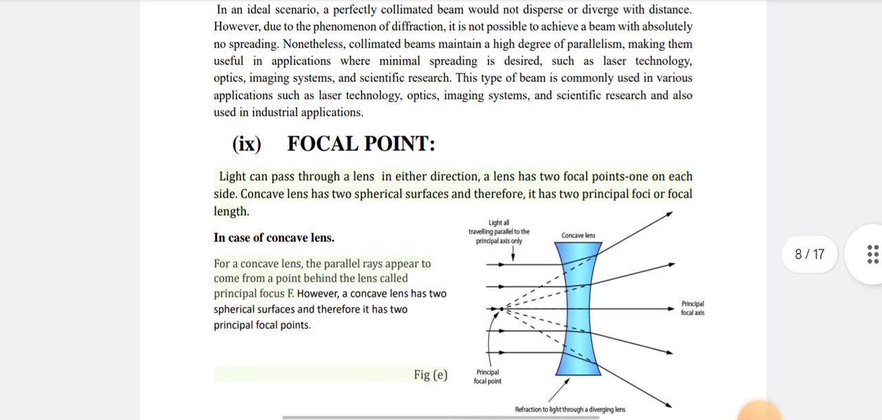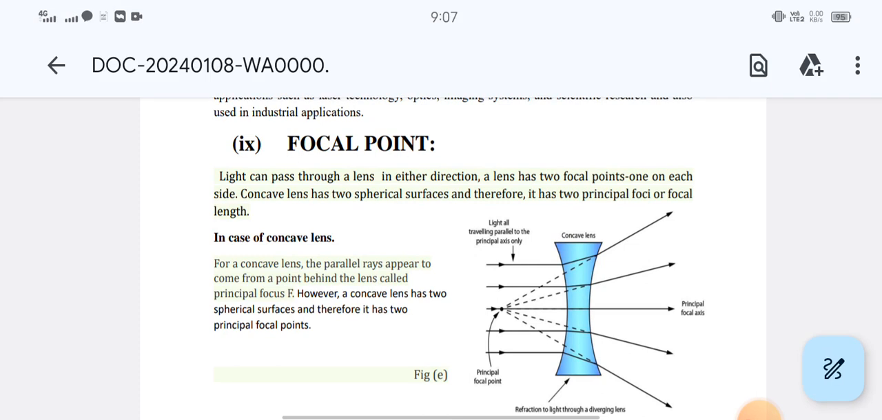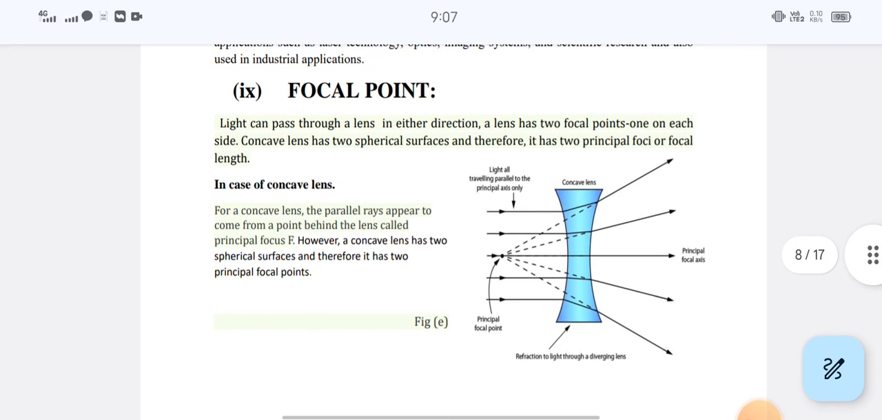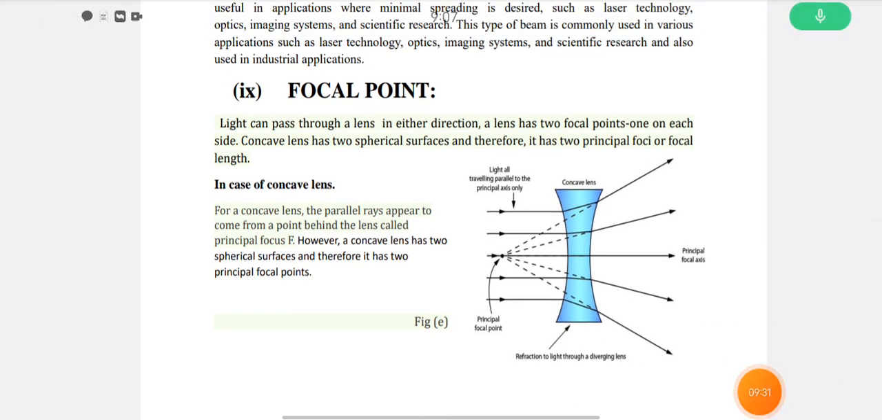Focal point. Light can pass through a lens in either direction. A lens has two focal points, one on each side. A concave lens has two spherical surfaces and therefore it has two principal foci or focal lengths. For a concave lens, the parallel rays appear to come from a point behind the lens called the principal focus F. However, a concave lens has two spherical surfaces and therefore it has two principal focal points.